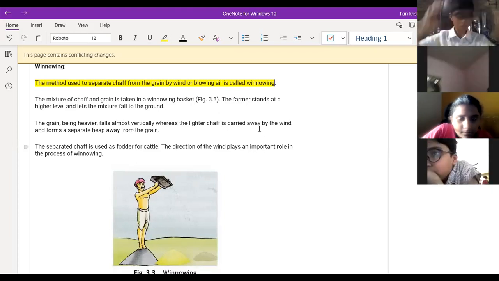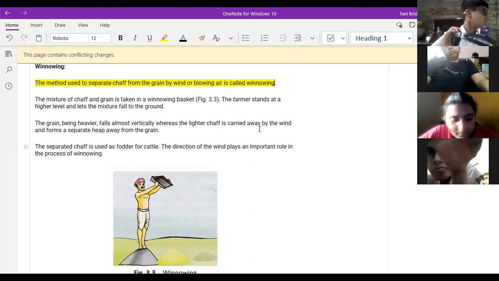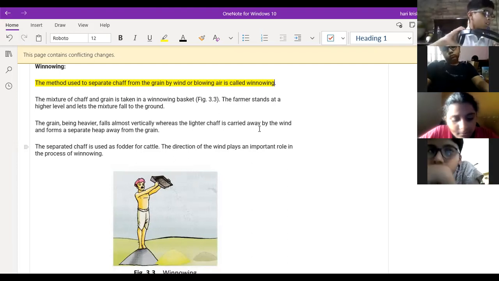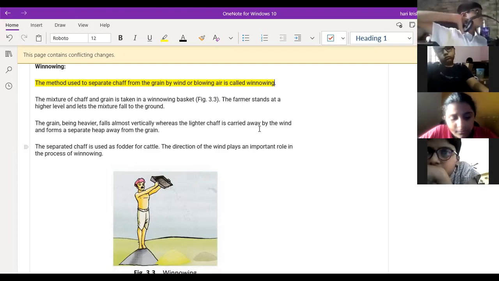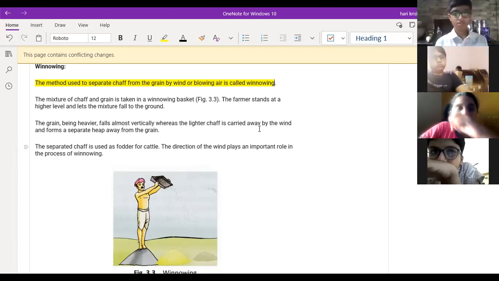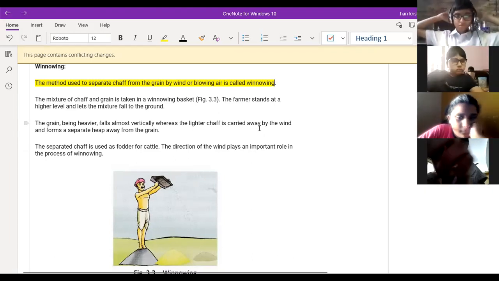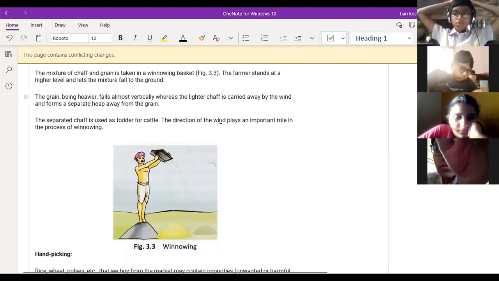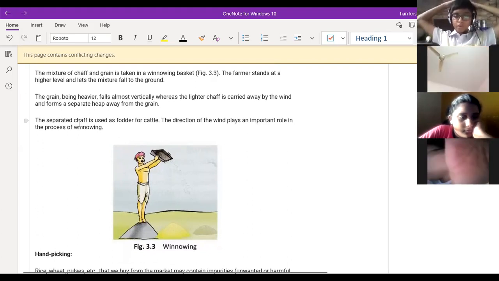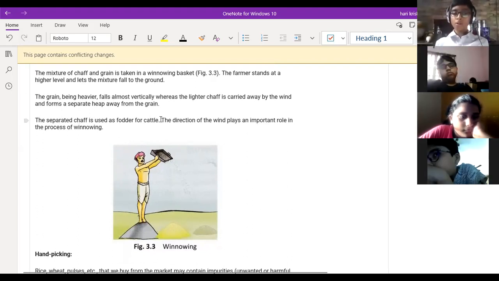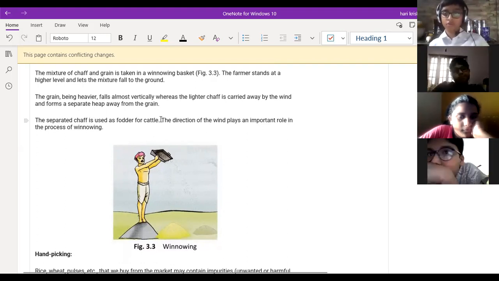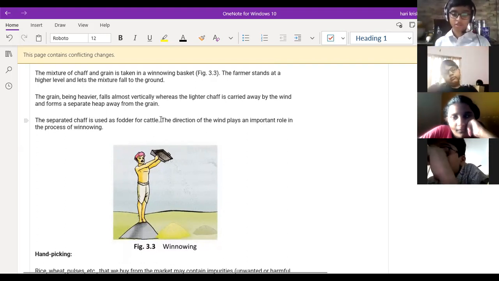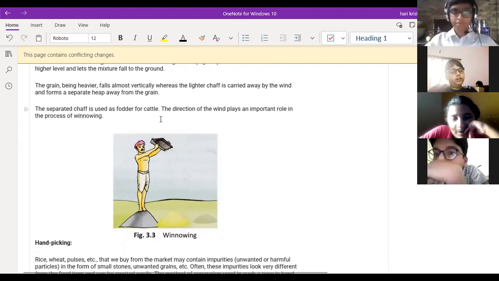So in the case of the winnowing process, we use the winnowing basket, wind, the lighter chaff particles and the heavier grain particles. These are the different terminology we are using in the winnowing process. Whatever broken chaff is there will be used as fodder for cattle. What is the meaning of fodder? Food, sir. That is food for the cattle.